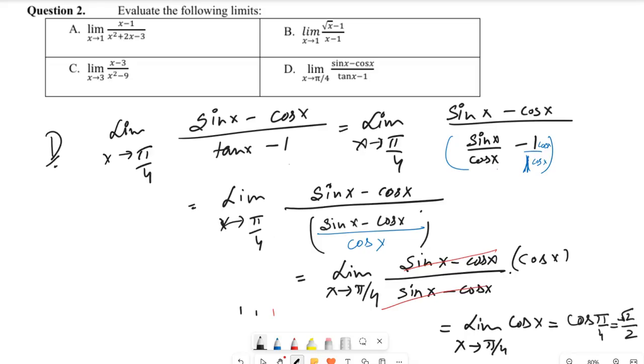So sometimes directly substituting in the limit doesn't work. As you saw, in each of them directly substituting doesn't work. So either you can factorize and cancel, rationalize and cancel, or simplify using identities.